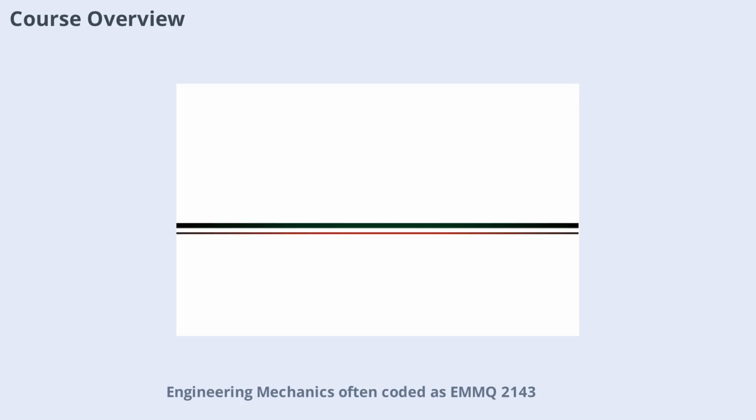Engineering mechanics, often coded as EN.FRANCIS 2143, is a key course offered by the Faculty of Engineering Sciences and Technology. The curriculum covers a wide range of topics, including units and dimensions, laws of mechanics, vectors, forces, moments, equilibrium, and properties of surfaces and solids. Throughout this course, you'll learn to analyze and solve problems involving forces and their effects on bodies, both at rest and in motion. This knowledge forms the backbone for advanced studies in structural analysis, machine design, and more.